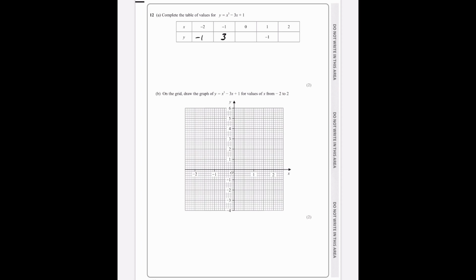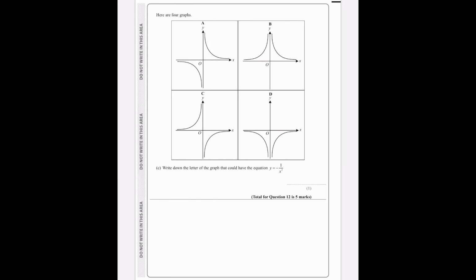Question number 12, substitute your numbers in, -1, 3, 1. It gives you -1, and then the last one is 3. We'll plot those points on the graph. Just be careful, the scaling on the x-axis is different to the scaling on the y-axis. And then, hopefully more carefully than I have, have a go at drawing a line that passes through those points. Apologies for my poor graph.